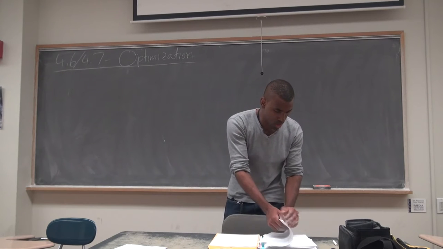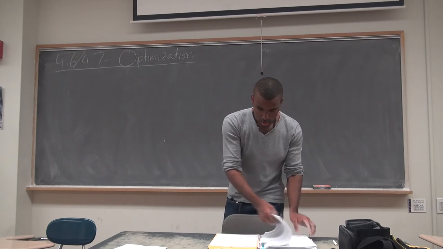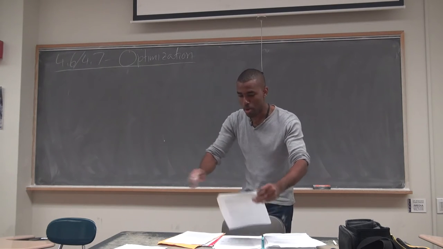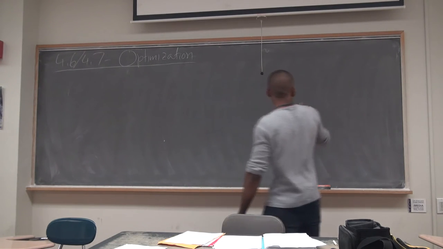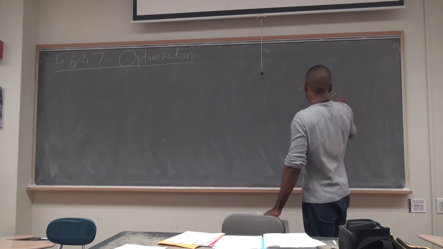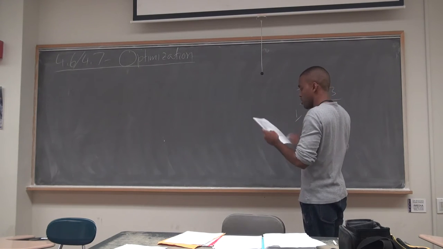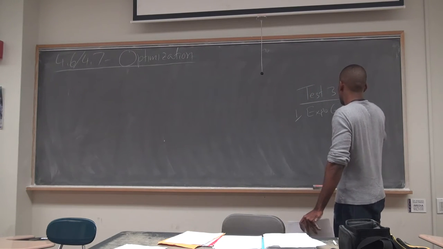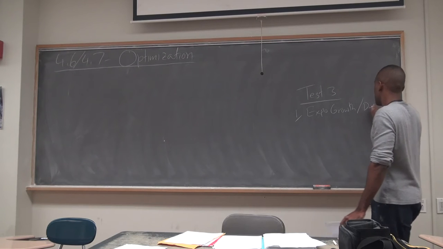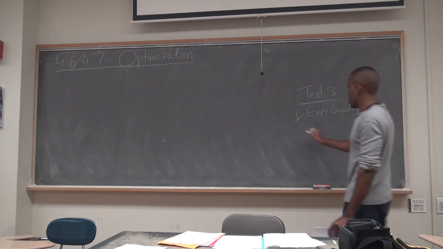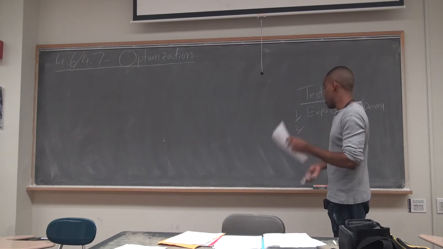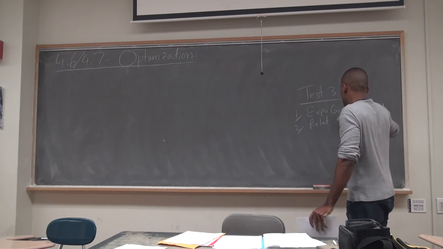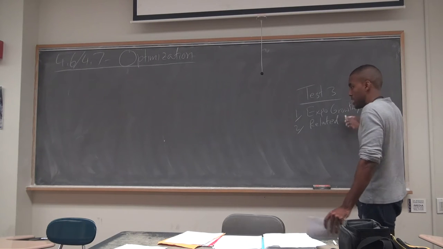It's pretty much going to be one problem from each section. Curve sketching is going to be one problem all on its own. So for test 3, I'm going to tell you now what it looks like. There is going to be a problem on exponential growth or decay. And I'm going to give you a problem on related rates. I tell you the relationship between two things, tell you how fast one is moving, and ask you how fast the other one is moving.